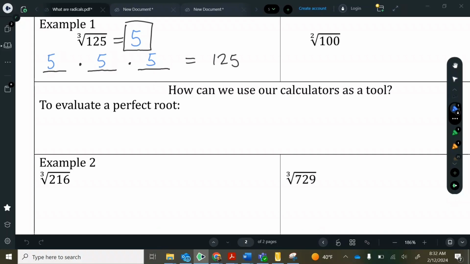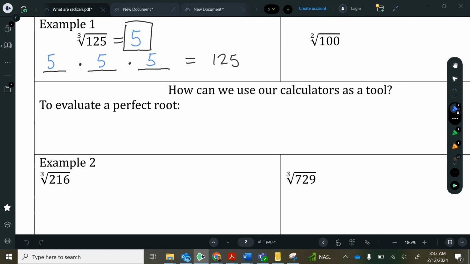All right, so it asks us here, how can we use our calculators as a tool to evaluate a perfect root? Yep, that's right. Calculators, hey, they're a wonderful tool, aren't they? And they can definitely evaluate actually any root, not just a perfect root. But let me show you how you can evaluate any root on a calculator.